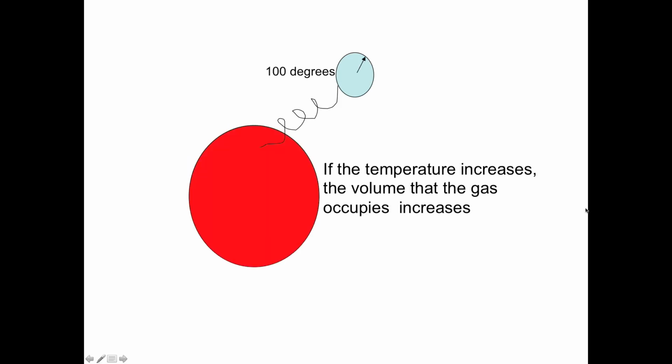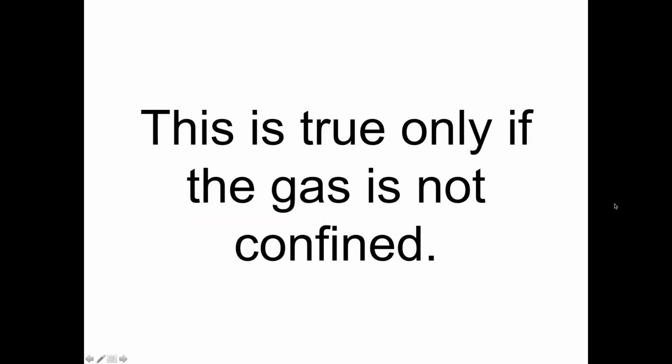Now, if I increase the temperature to 100 degrees, then the gas occupies more space. It spreads out farther. Okay, but what if the gas is confined? Because this is only going to be true if the gas is not confined. And this is what we deal with because we have a lot of closed systems with pressurized vessels.